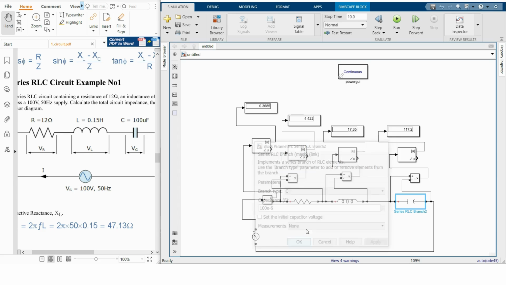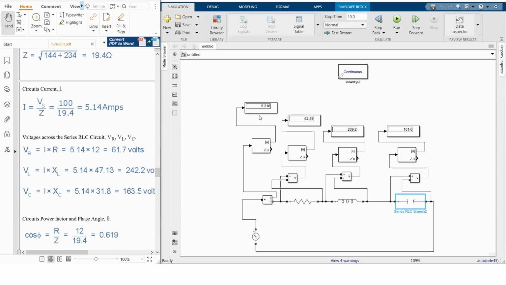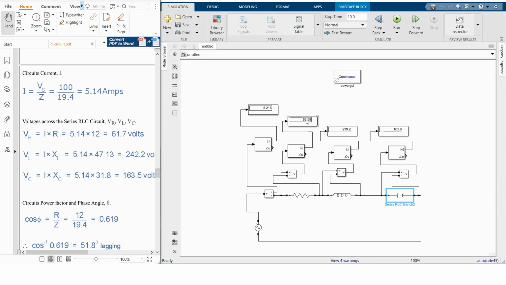Now I'm running this model. As you can see, the value of current is 5.14 and we have got 5.21, the voltage across the resistor is 61.7 and we got 62.59, the voltage across the inductor is 242.2 and we got 139, and the voltage across the capacitor is 163.5 and this is 161.6. As we are taking only the fundamental component, the numerical values will be slightly different.